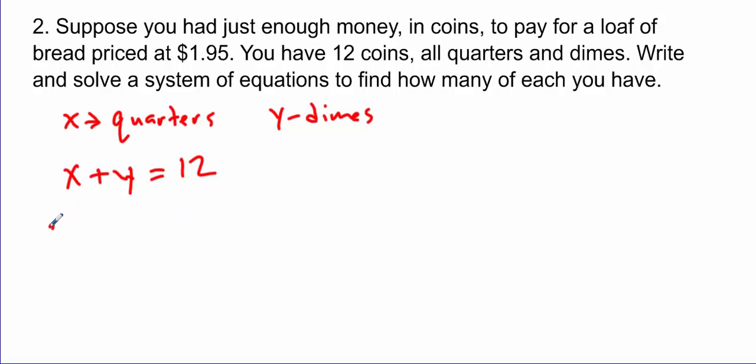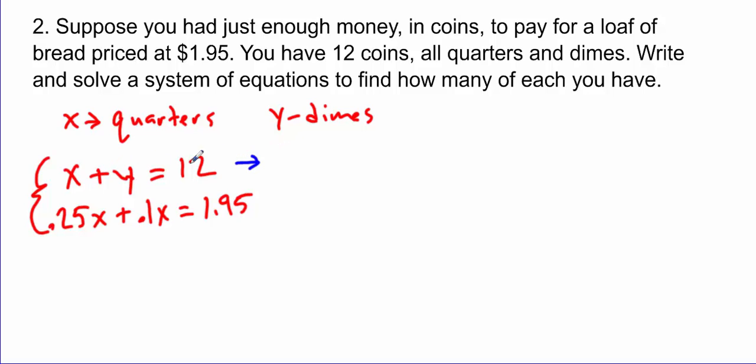Well, we know that a quarter is worth 25 cents. I'm going to put it in terms of dollars and do 0.25x. We know that a dime is worth 10 cents, so I'm going to do 0.1y. And between those, we have to add up to $1.95. Okay, now as I said a moment ago, I will use substitution on this one.